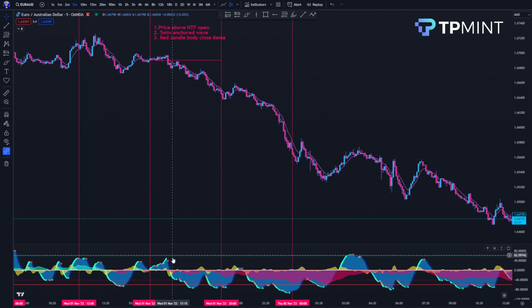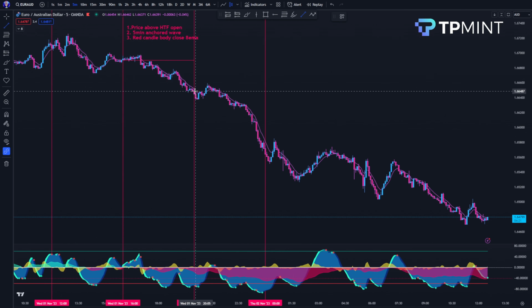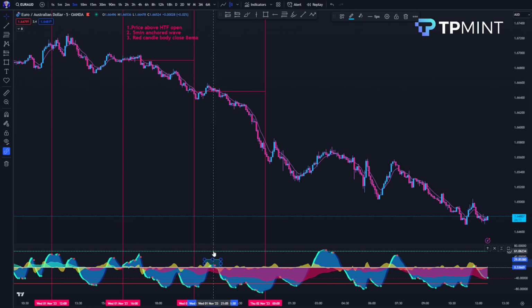So this is actually an example of just falling short and doing that exact thing. I'll show you the next candle as well as an example of that. So you can see when this wave was coming up, it never hit plus 60, but price was above the higher time frame open. This is a 4 hour open, right? Never had the 5 minute anchored wave, but you then did still have obviously the 8 crossing down.